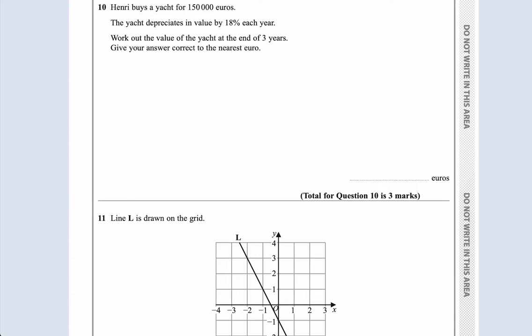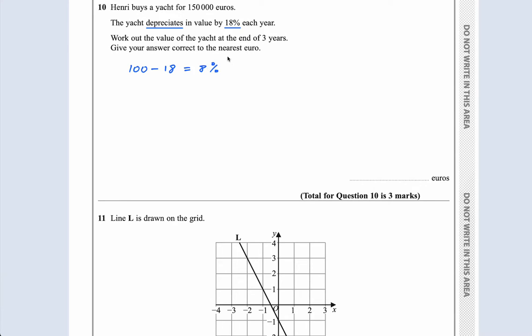Question 10. Henry buys a yacht for 150,000 euros. The yacht depreciates in value, which means it goes down in value by 18% each year. Work out the value of the yacht at the end of 3 years. Give the answer to the nearest euro. Okay, so guys, if it depreciates by 18%, it's going down in value, which means it will be worth 100 minus 18, which is 82%.